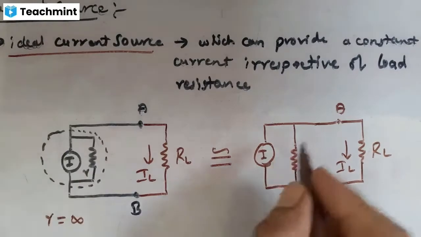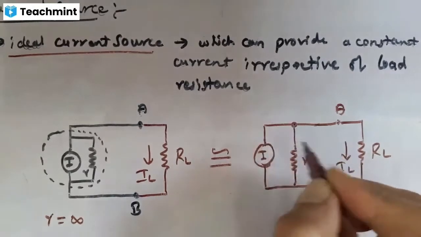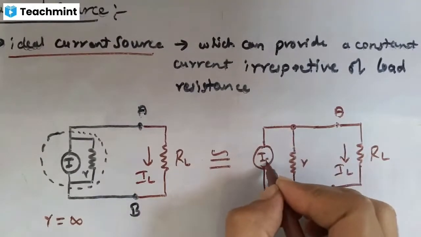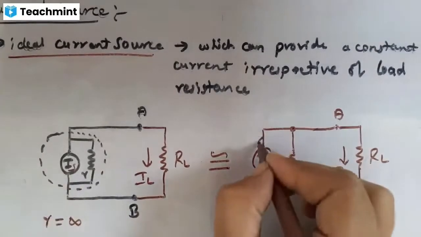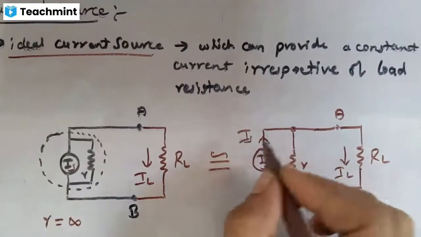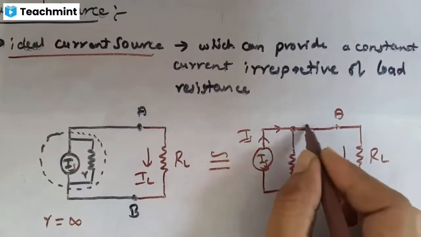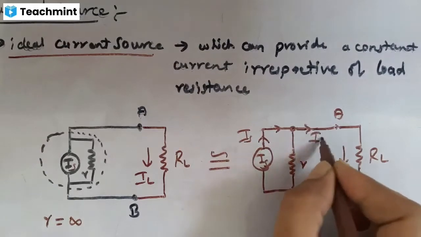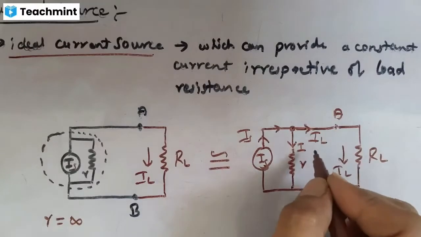Now at this point, whatever current the source is producing, I will write as IS. It is producing IS current, and that is flowing here, and it is splitting. At this point, it splits into IL and some amount of current I here. It will be split like this.